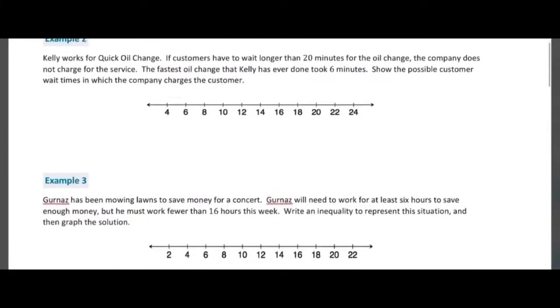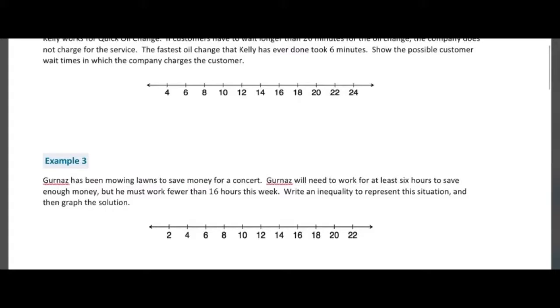Okay. Let's look at these examples. Kelly works for Quick Oil Change. So if customers have to wait longer than 20 minutes for the oil change, the company does not charge them for their service. That must be sweet. The fastest oil change that Kelly has ever done is 6 minutes. Show the possible customer wait times in which the company charges the customer. So it's no longer than 20 minutes for the wait time.